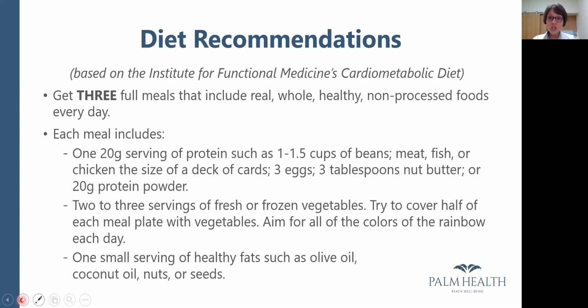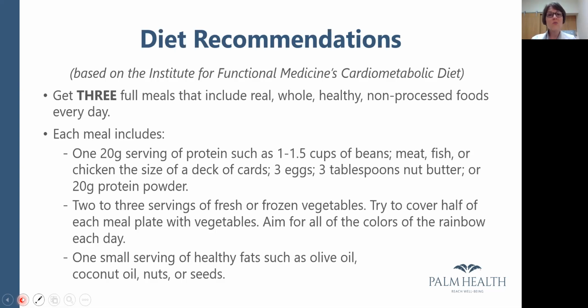So meat, fish, or chicken the size of a deck of cards, 3 eggs, 3 tablespoons of nut butter, or 20 grams of protein powder. At each plate, try to put 2 to 3 servings of vegetables on your plate. And I will say I wasn't doing this. I remember what I was eating when I started the whole process, and it wasn't a vegetable at breakfast. Now I have a smoothie most days, and on the weekends I have a sit-down breakfast with vegetables. Try to cover half of your plate, or more than half of your smoothie, with vegetables. A serving is about a cup if it's raw or a half cup if it's cooked.